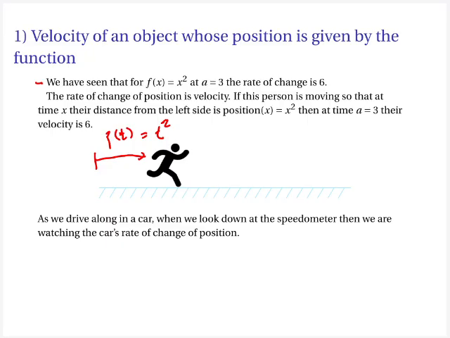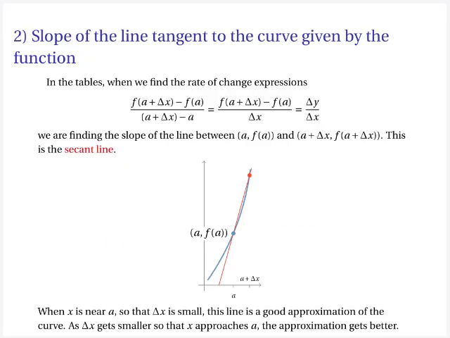One way to think about that is driving along in a car, you look down at the speedometer, and what you're doing is watching the car's rate of change of position. You're watching the car's velocity. In fact, rate of change of position is familiar because we've all looked down at speedometers.